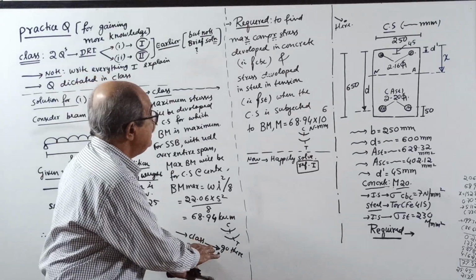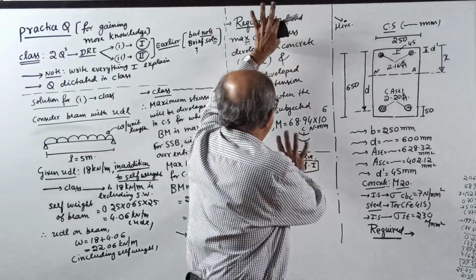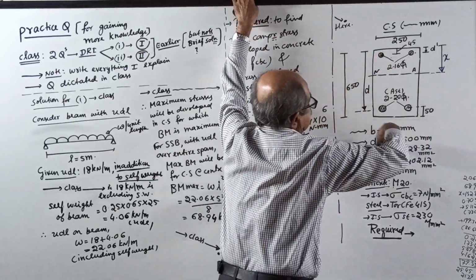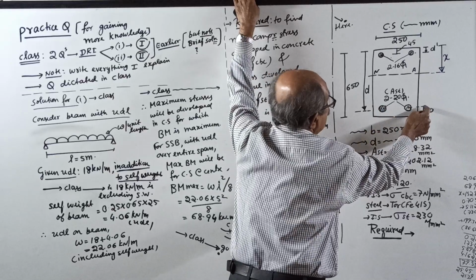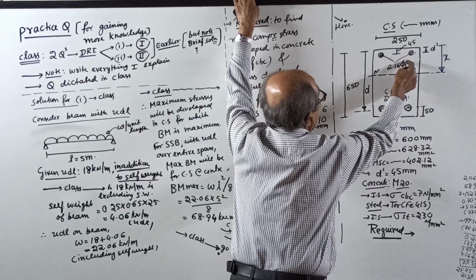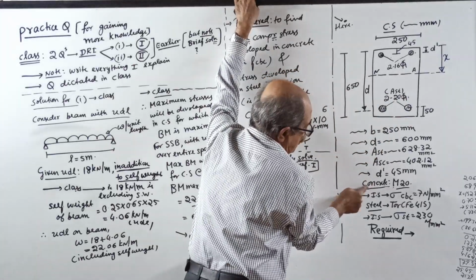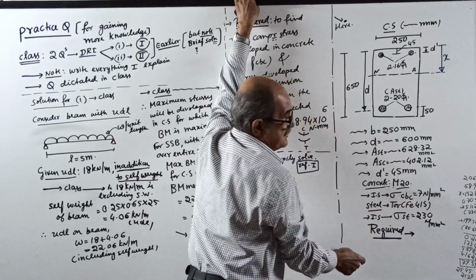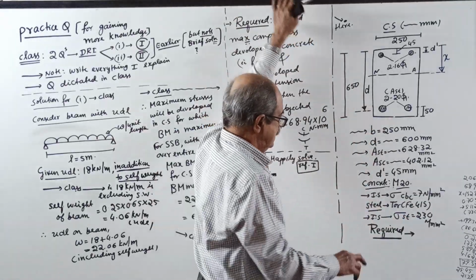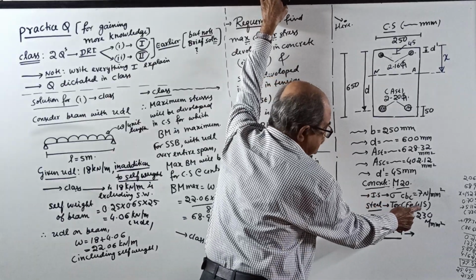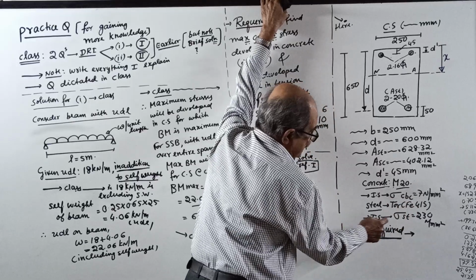Okay, write the statement. Now go there. Write the cross section. Tension side 2 of 20 torque, effective cover 50, compression 2 of 16 torque, effective cover 45, B, D, AST, ASC, D dash, M20 concrete, sigma CBC. Actually for stresses developed, the strength is not required, but write the given data. Even if you write sigma ST 415, you are not using it. IS code sigma CBC 7, steel 230.